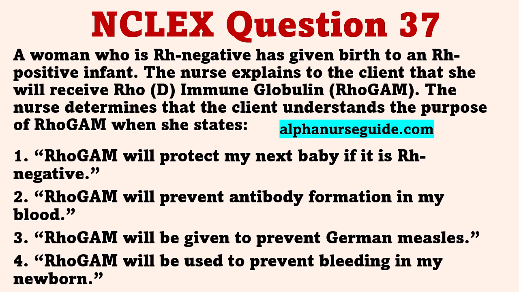The correct answer is 2. RhoGAM is given to new mothers who are Rh negative and not previously sensitized and who have given birth to an Rh positive infant. RhoGAM must be given within 72 hours of the birth of the infant because antibody formation begins at that time. The vaccine is used only when a mother has born an Rh positive infant, not an Rh negative infant. RhoGAM does not prevent German measles and is not given to a newborn.